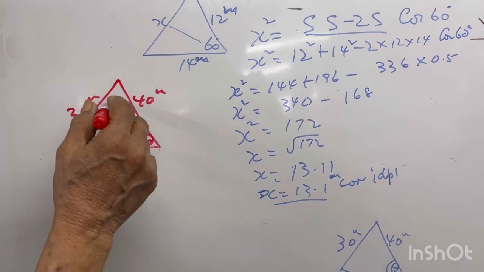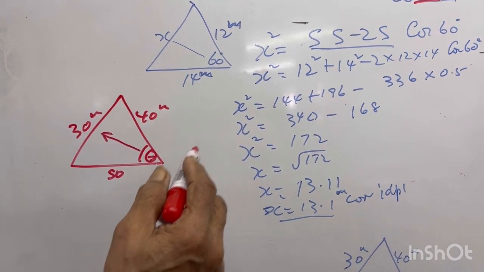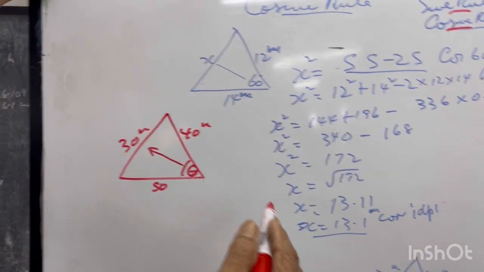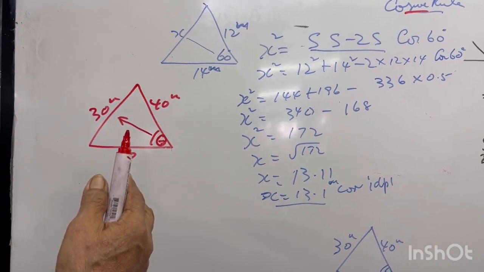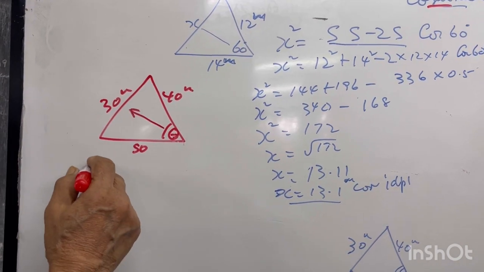I have a side and no angle, no pair. So therefore, I wouldn't use the sine rule. I only use the sine rule if I have two pairs. In this case, I don't have two pairs, so I use the cosine rule.